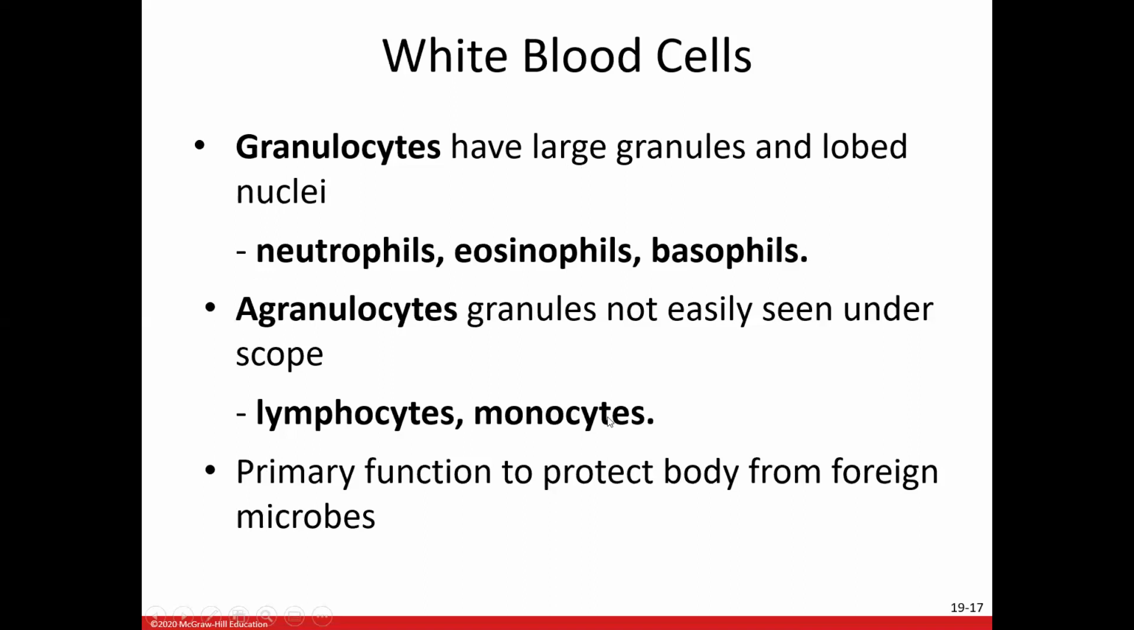Ultimately, the primary function for your white blood cells is to protect the body from foreign microbes. It is part of your immune system.